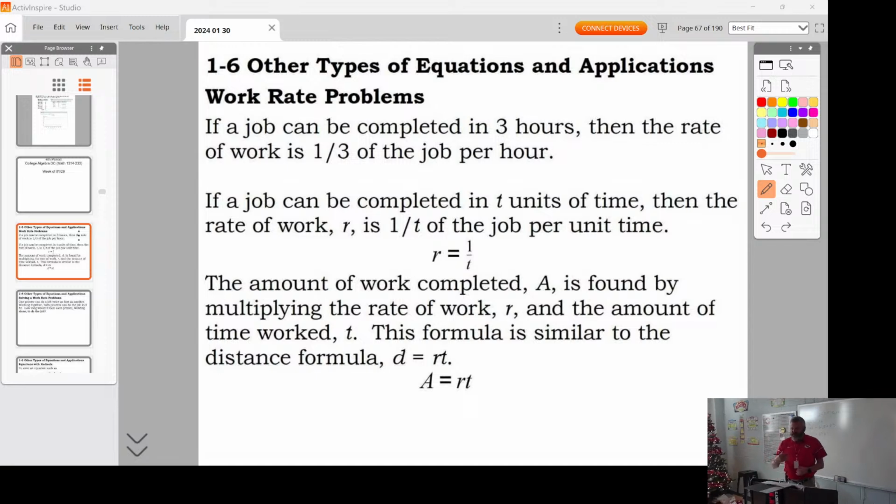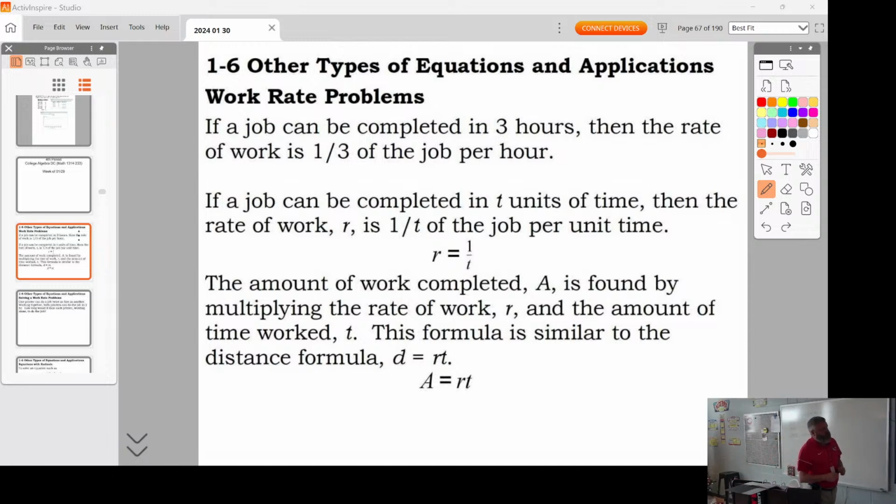So if a job can be completed in 3 hours, that means that for every hour on the job, 1/3 of the job is complete. Does that make sense? In 1 hour, I do 1/3 of the job. In 2 hours, I've done 2/3 of the job. In 3 hours, I've done 3/3 of the job, and I'm done.